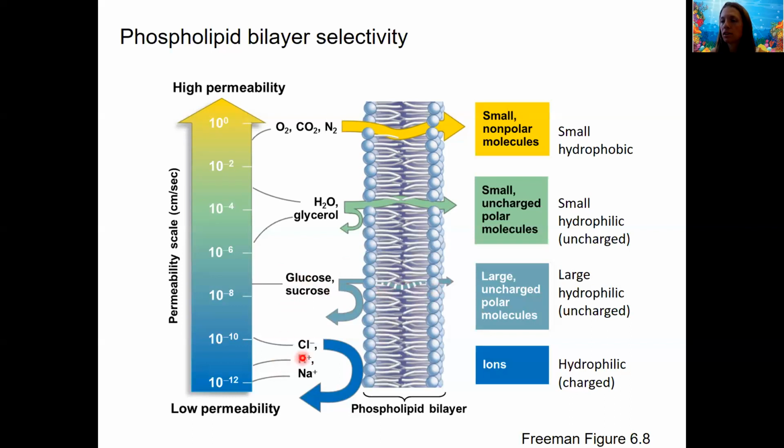Then we've got charged ions. These are hydrophilic. These are charged. Na plus. Even though it's small, it's tiny, it can't go through here because of the hydrophobic core. It is hydrophilic and it is charged. It's Na plus, so it cannot spontaneously go through that hydrophobic core of the bilayer.